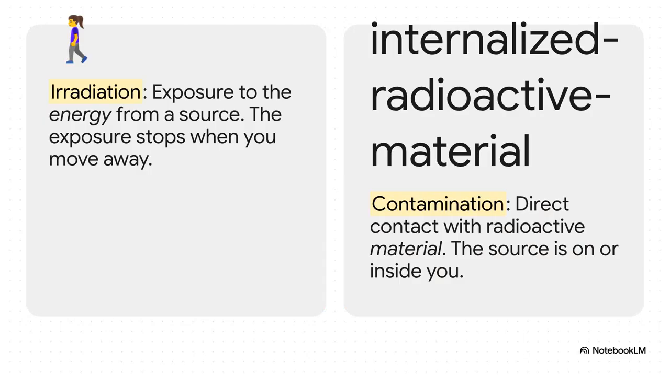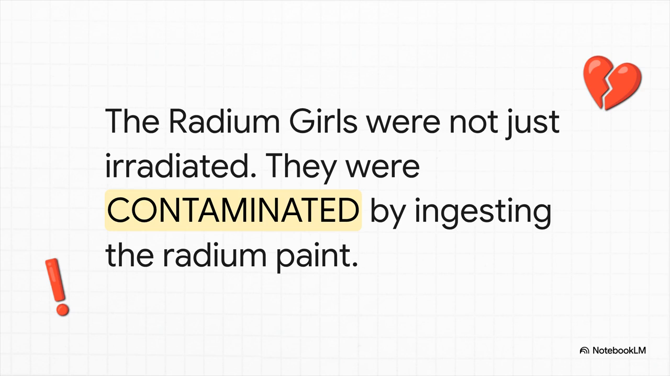This horrific practice perfectly illustrates another absolutely vital distinction, the difference between irradiation and contamination. Irradiation is being exposed to the energy, the radiation, that a source gives off. You stand near an X-ray machine, it zaps you, you walk away, the exposure's over. Contamination, though, is when the actual radioactive stuff gets on you, or worse, in you. The source of the radiation is now physically attached to your body. The Radium Girls weren't just irradiated, they were horribly contaminated.